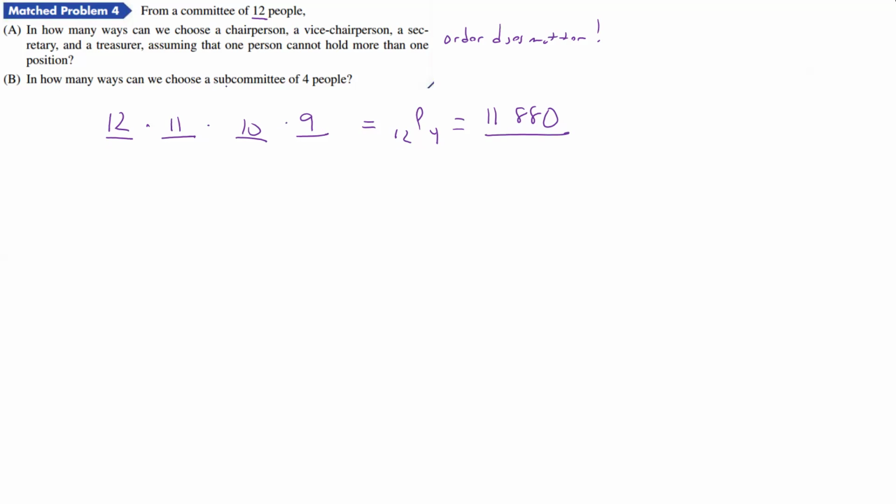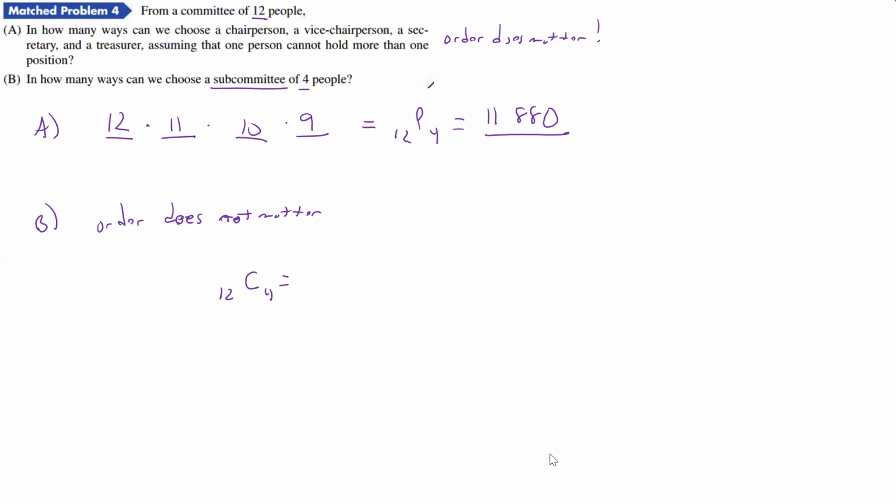Now, this one just says how many ways can we choose a subcommittee of 4 people? Now, does order matter? No, because it's any 4 people on the committee. So this is part B. We can choose any 4 people, so order here does not matter. Okay, so order here doesn't matter. So with that, that means we're going to do 12C4.